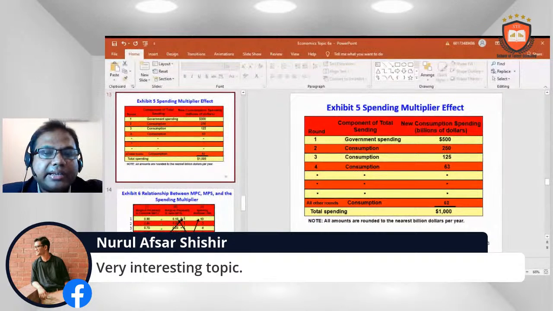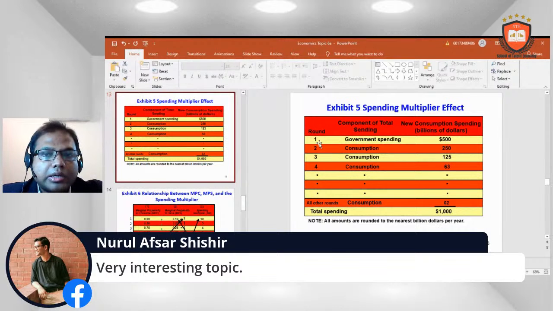If we can understand the spending multiplier effect, then we can move forward to some interesting points. Let's say the spending multiplier has three components. Here are the different rounds of the total spending, and new consumption spending, and all amounts are rounded to the nearest $1 billion per year.